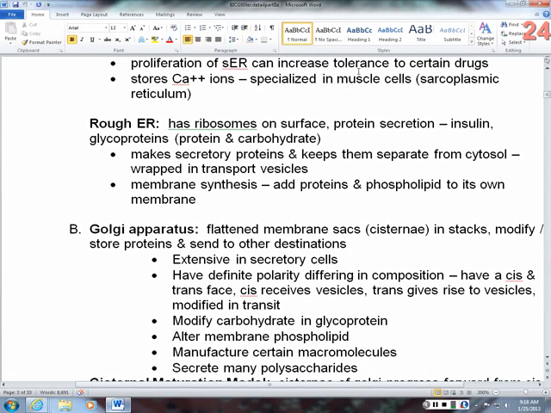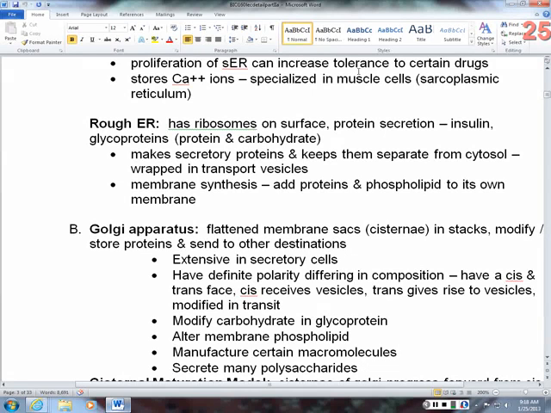So these are going to be extensive in secretory cells, because if you're making a lot of secretions, you need to be able to get those secretions ready to go somewhere else. They have a definite polarity, differing in composition. So they have a cis and a trans face. It isn't that things pass back and forth through it randomly. It goes in one direction. So the cis is going to receive vesicles, trans gives rise to vesicles. It's going to come in the cis, out the trans end.